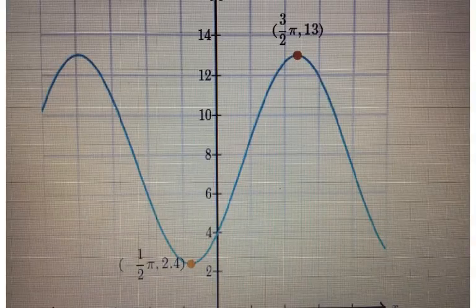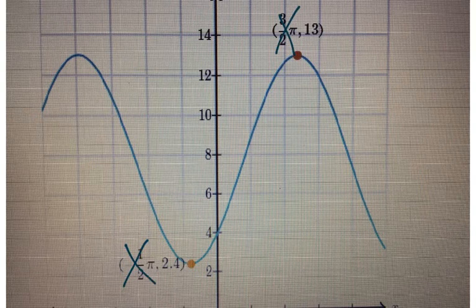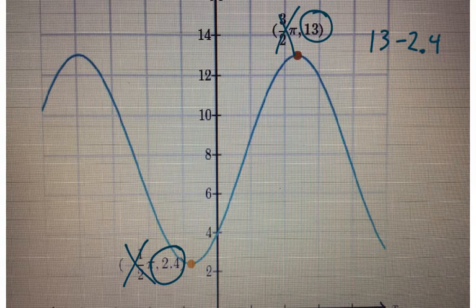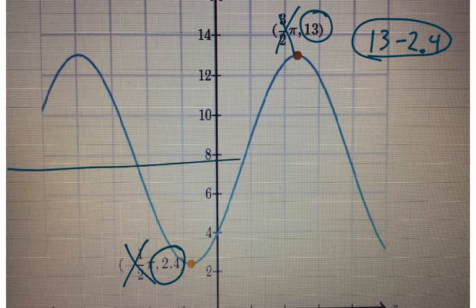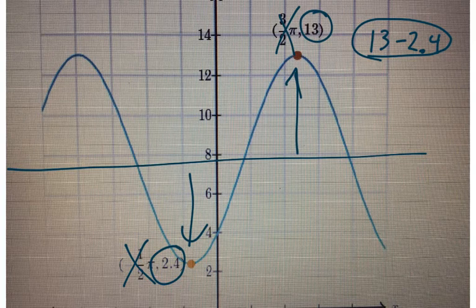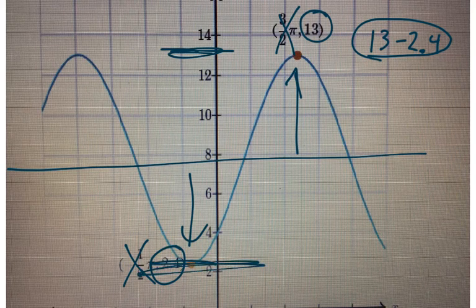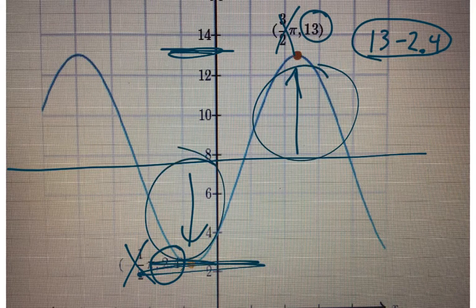Okay, I think I did one more with you. Oh, we got our graph back. So remember, ignore the x's. All we care about are the y's. Let's subtract them. 13 minus 2.4. But remember, here's the midline again, right? This value is 2 of them amplitudes, right? Because we're going from here down to here. And again, there's 2 of those amplitudes in the distance from minimum to maximum, right?